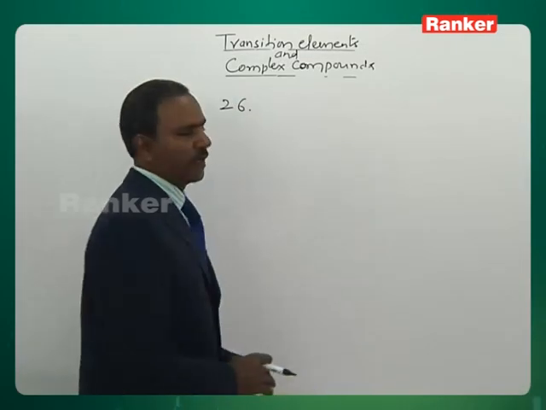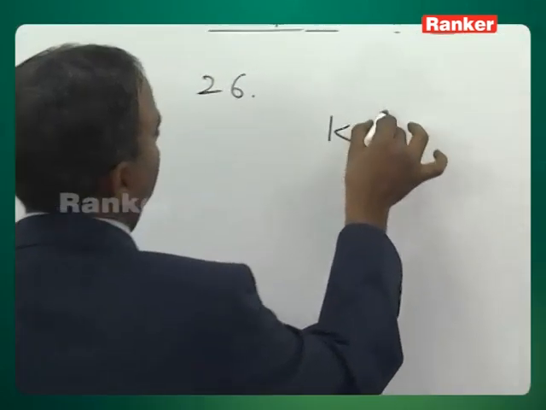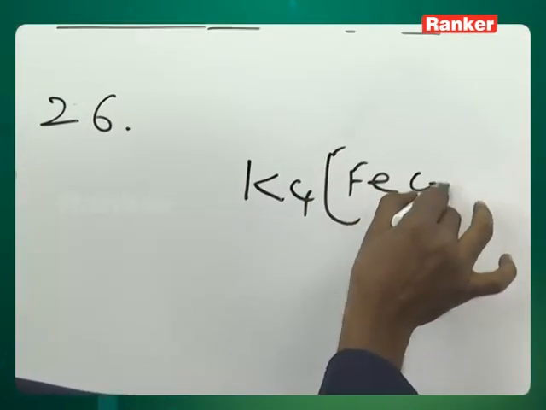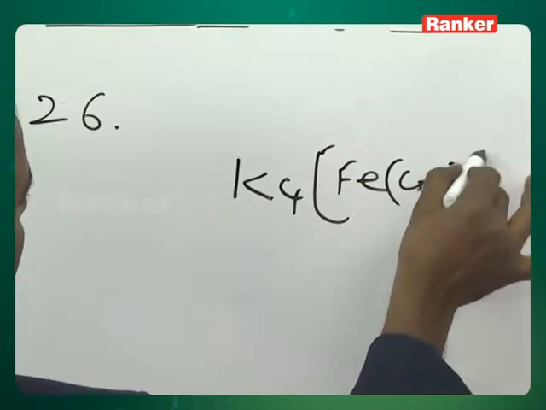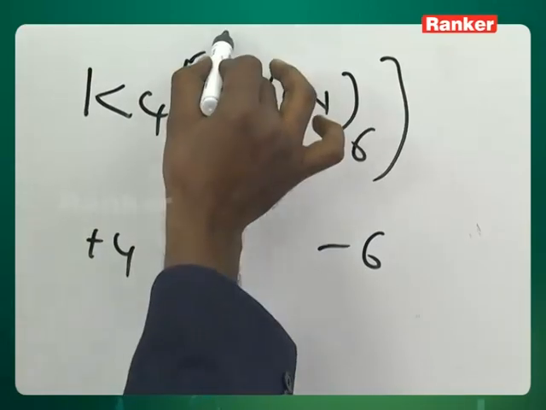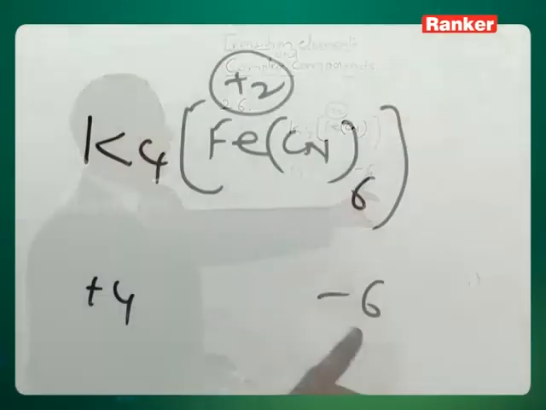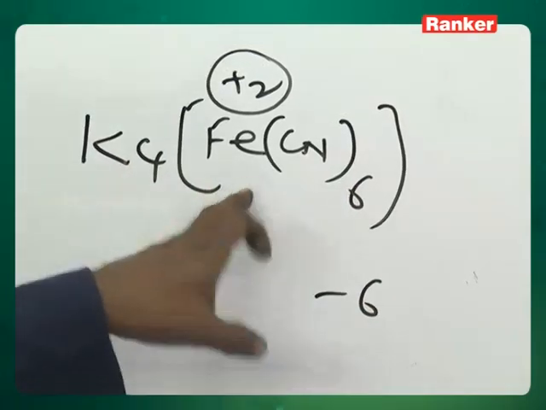Coming to question number 26. The charge carried by iron in potassium ferrocyanide is... You know potassium ferrocyanide well: K4[Fe(CN)6]. This has minus 6 charge, and this has plus 4. Iron is carrying plus 2 charge. This is the charge distribution: minus 6 charges, plus 4 charges, iron is plus 2.